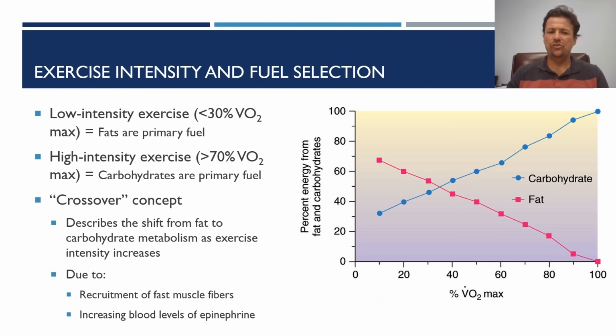And it's believed to be due to the fact that you start utilizing fast twitch muscles in higher intensity exercise. And as you know, they use glycolytic processes that depend on carbohydrates. And also the increased levels of blood epinephrine, or adrenaline. And that triggers these same responses that lead to the mobilization of carbohydrates as opposed to fats. So there's that crossover concept again. The fact that at low intensity exercise, we tend to predominantly use fats. And at high intensity exercise, we tend to predominantly use carbohydrates.